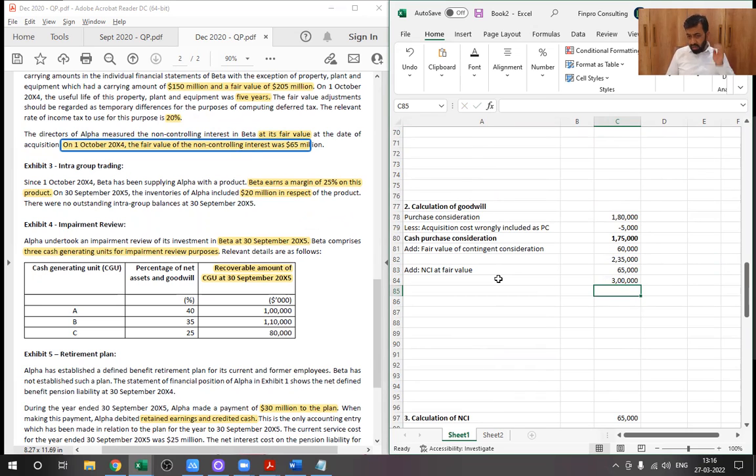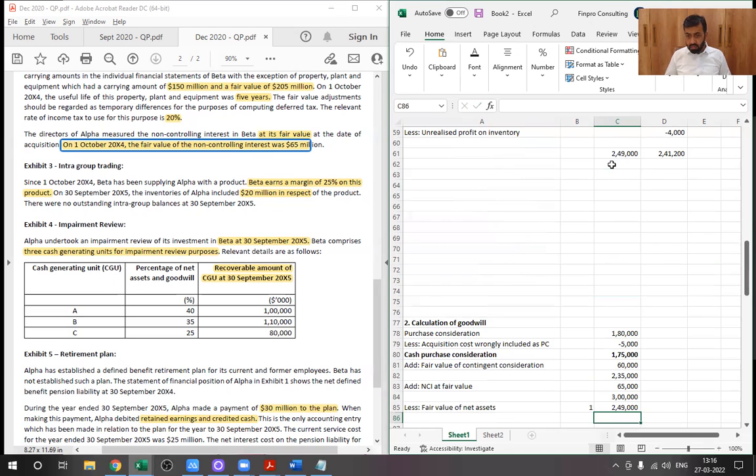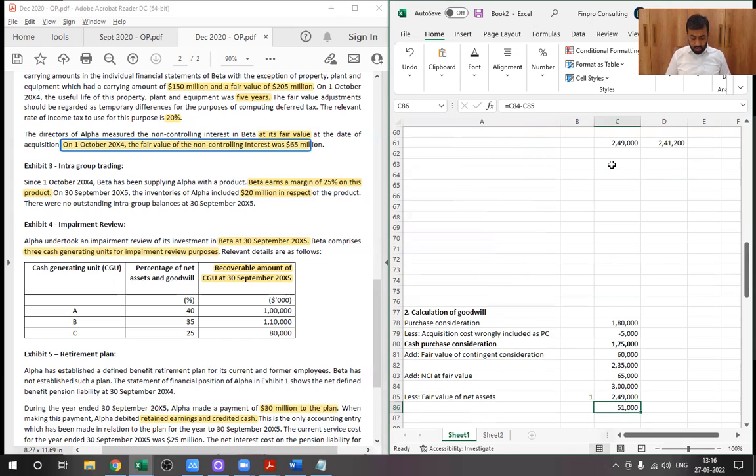This plus this is 300,000, out of which I will reduce the fair value of net assets. It is given in working note number 1. I will use directly that amount, 249. So this will give me my goodwill. 300,000 minus this 249 is goodwill before impairment.